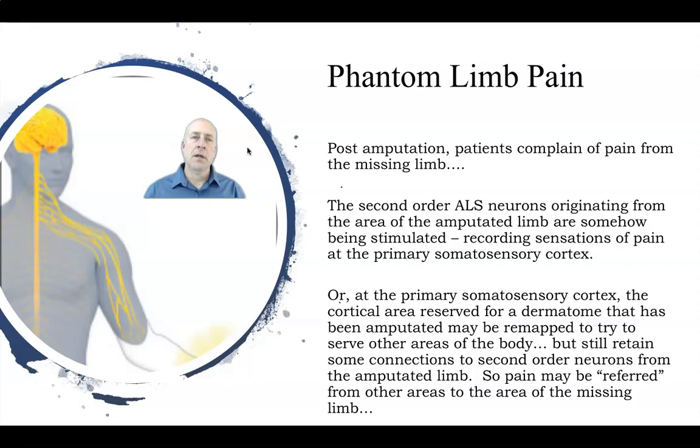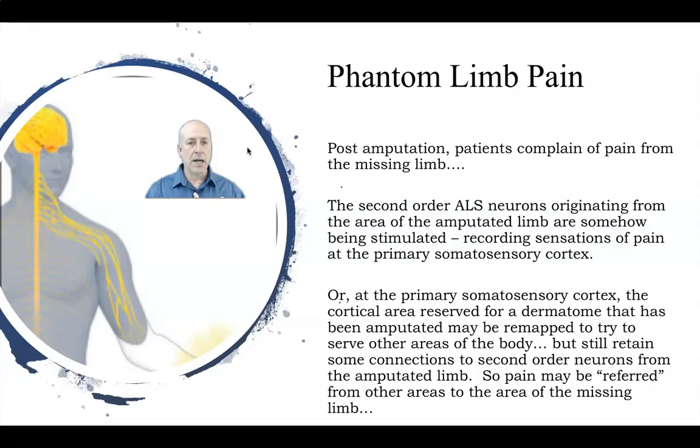Somehow the second order ALS, not ALS, we'll do ALS Lou Gehrig's disease in a little bit. This is ALS in terms of the anterolateral spinal thalamic pathway that's carrying the pain. But the second order neurons somehow within this spinal cord or within the lower brainstem are being pinged. They're somehow being pinged and told that you're having pain in an area that doesn't exist anymore, that was amputated off. This is just shamefully tragic for these people.